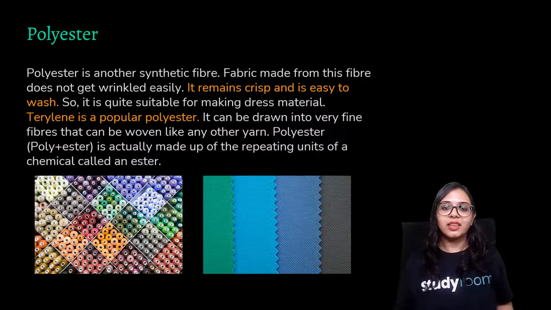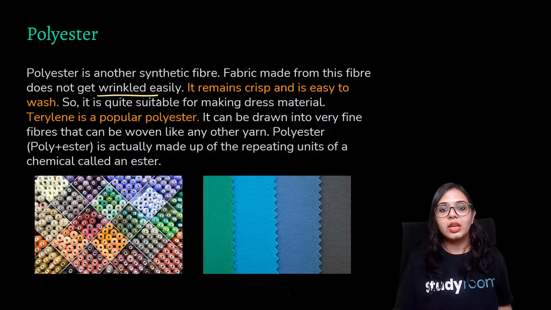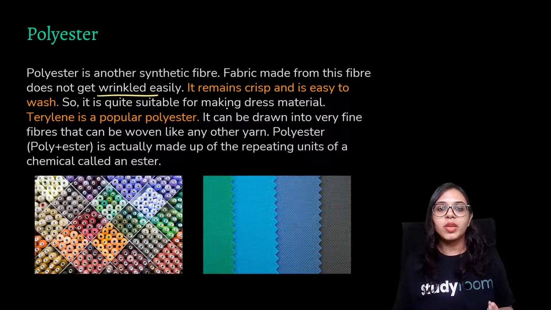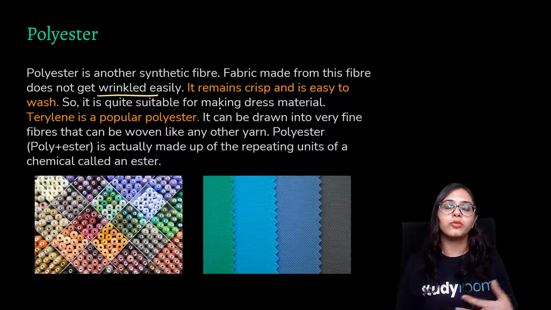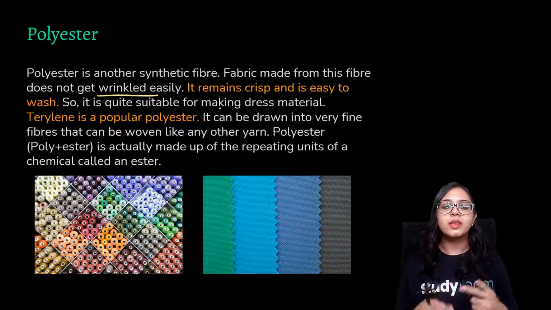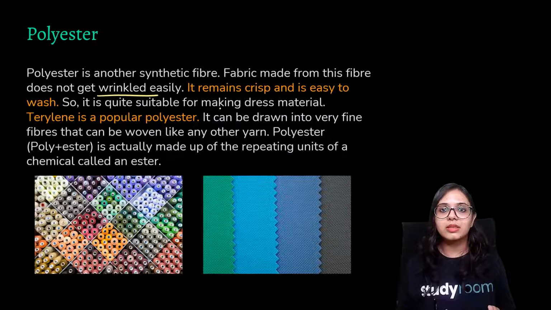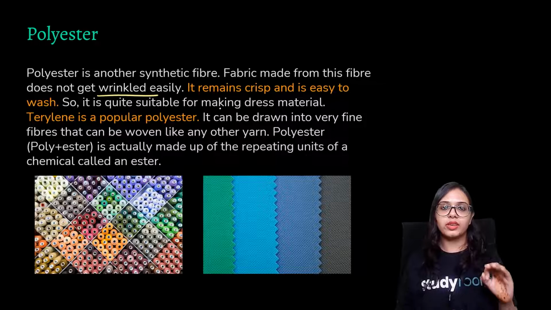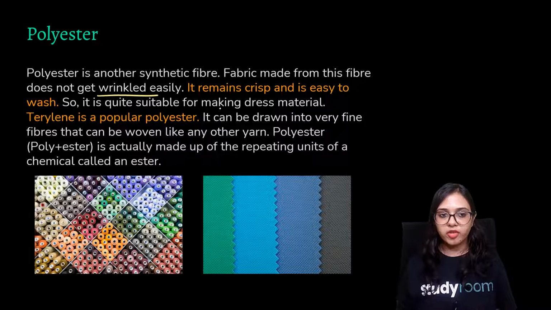Polyester is a synthetic fiber, and this fiber does not get wrinkled easily. It remains crisp and is easy to wash. Remaining crisp means the folds or wrinkles that you get in your clothes when you fold your hands a lot, or fold your knees a lot, or when you run from here to there. Some creases, some lines, some folds and wrinkles appear on your clothes. But the special thing about this fabric, polyester, is that it remains crisp and it is also easy to wash. Therefore, it is very suitable for making dress material.